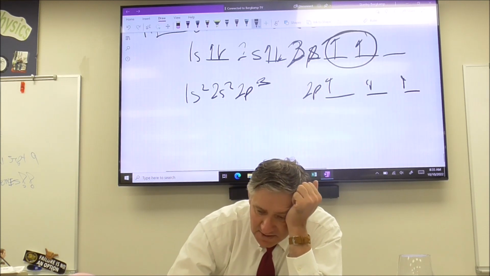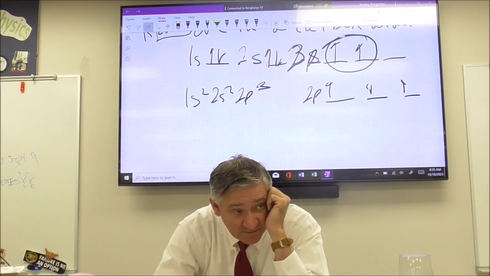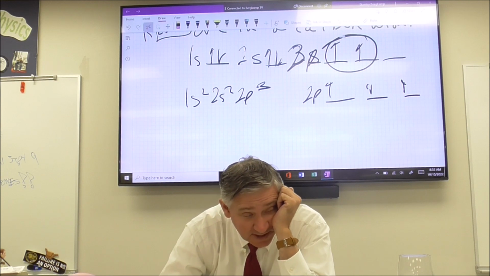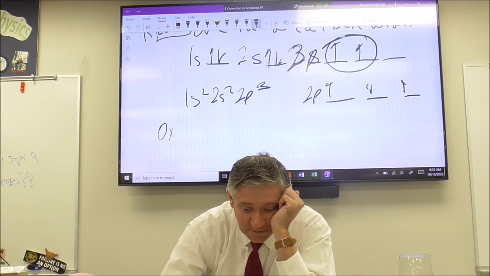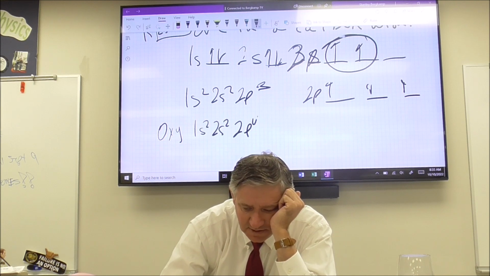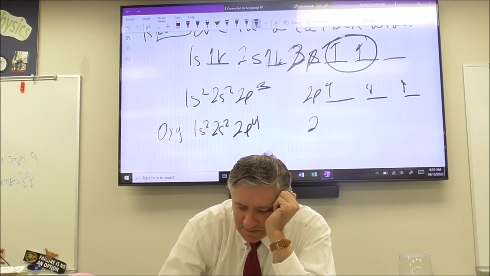But then, after nitrogen, what do you have? What's the next element after nitrogen? Oxygen, right? Hopefully. So oxygen is 1s2, 2s2, 2p4. So then, because there's 4, you go up, you go up, you go up, you go down.